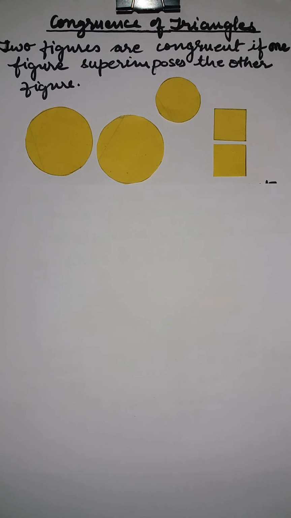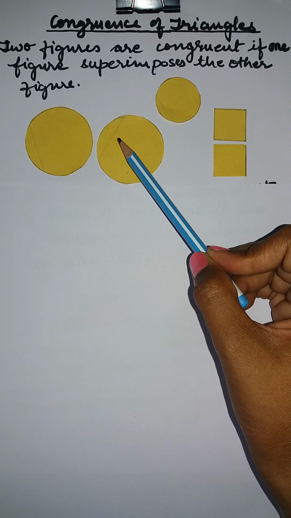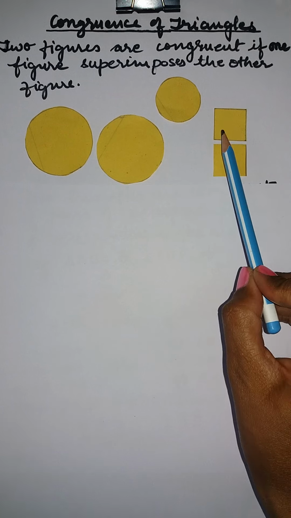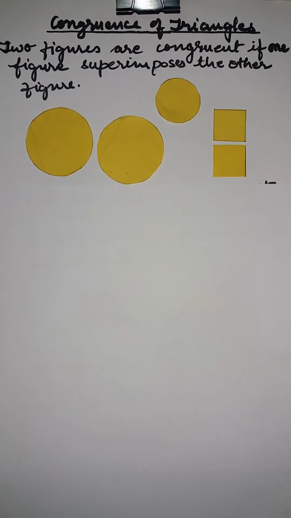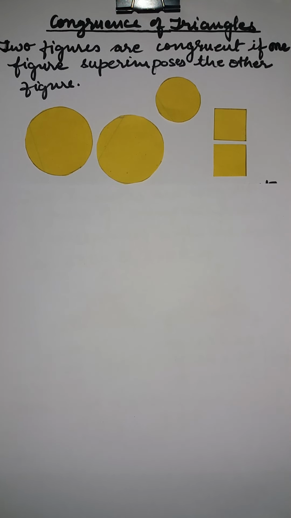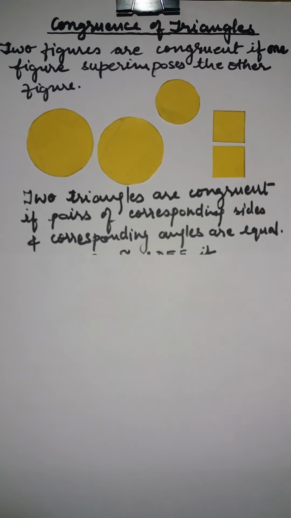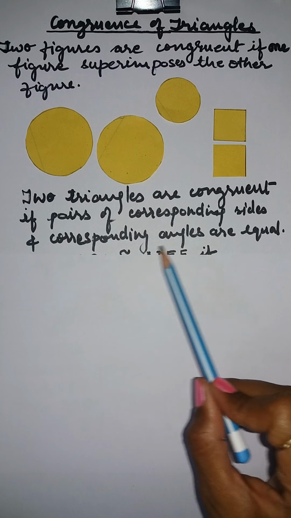We can say here that two circles are congruent if they have equal radii, and conversely, vice versa. And the two squares are congruent if they have equal sides, or conversely. Conversely means here that if we say two squares are congruent, their sides must be equal. And if sides of the squares are equal, it means the two squares are congruent. Two triangles are congruent if pairs of corresponding sides and corresponding angles are equal.